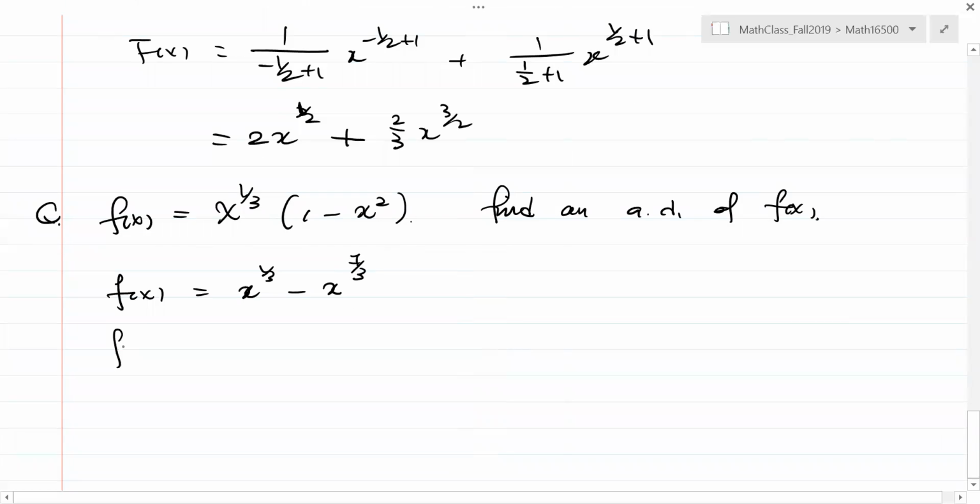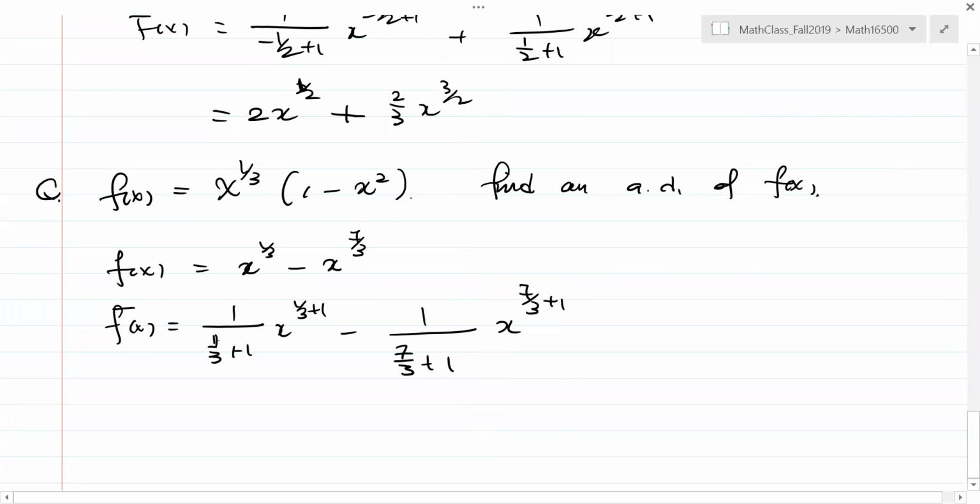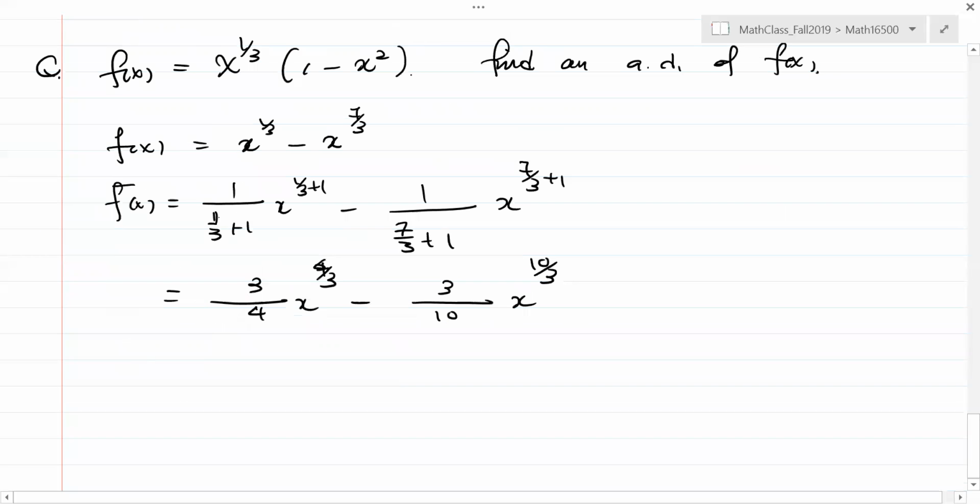And then find the antiderivative of this function, not a derivative. The antiderivative is going to be x to the 1/3 plus 1 over 1/3 plus 1, minus x to the 7/3 plus 1 over 7/3 plus 1. And then you simplify it. You get 3/4 x to the 4/3 minus 3/10 x to the 10/3. Yeah, 7/3 plus 1 is 10/3.